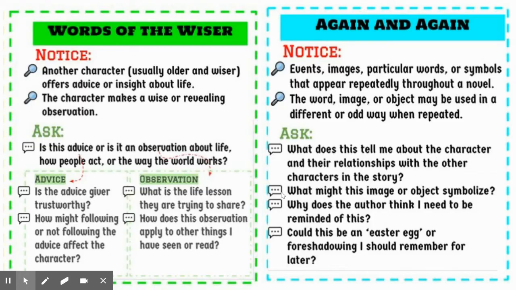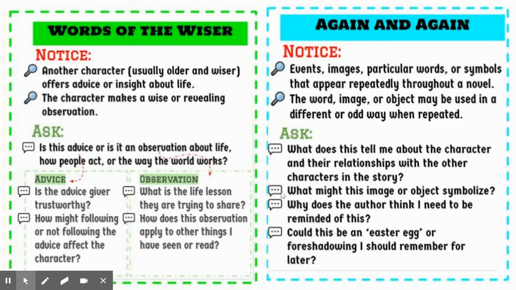Once we recognize that again and again, then we're going to look at these 4 questions and kind of narrow down what we want to say about this. So first, ask yourself, what does this tell me about the character and their relationship with other characters in the story? If it doesn't really tell me anything, then I'm going to need to definitely move on to the next question, because it's probably something that's being a symbol here. So what do I think this object symbolizes?